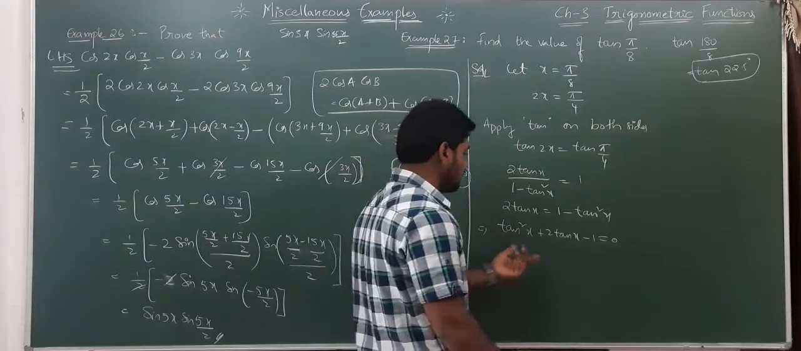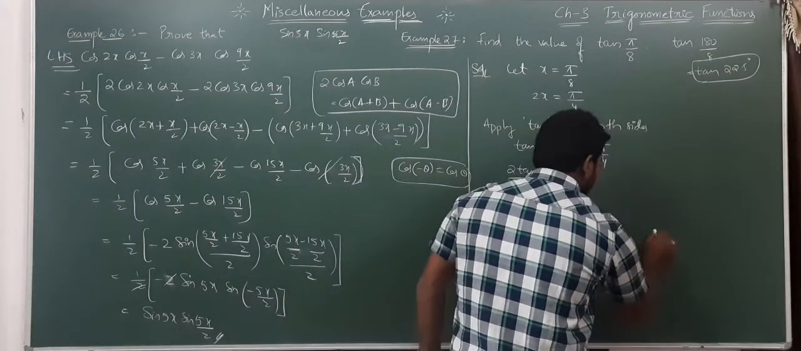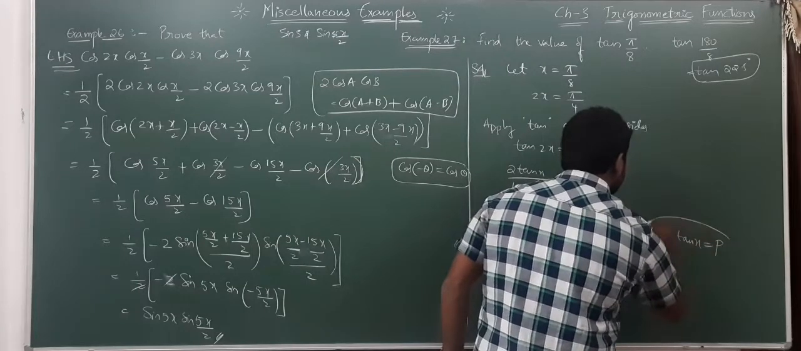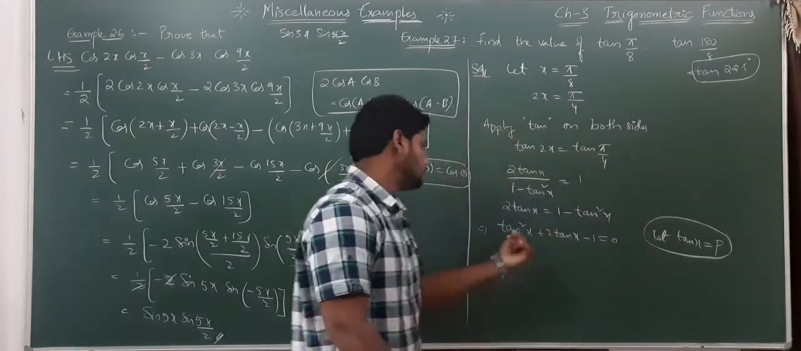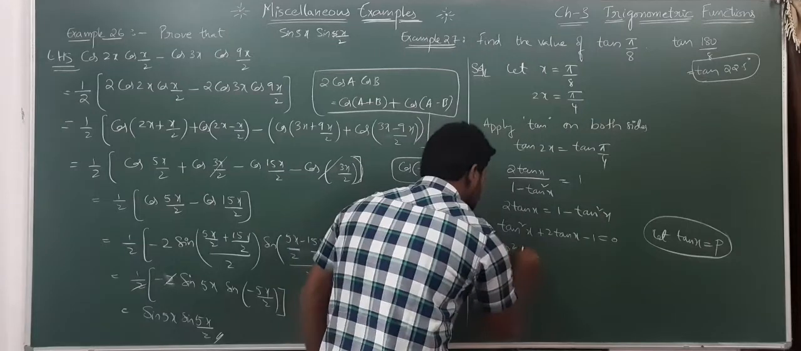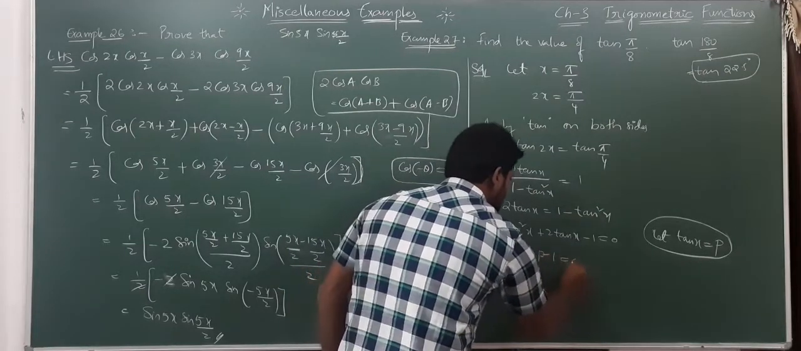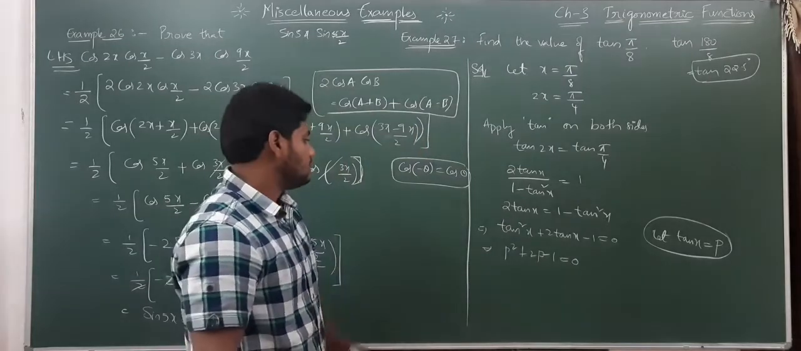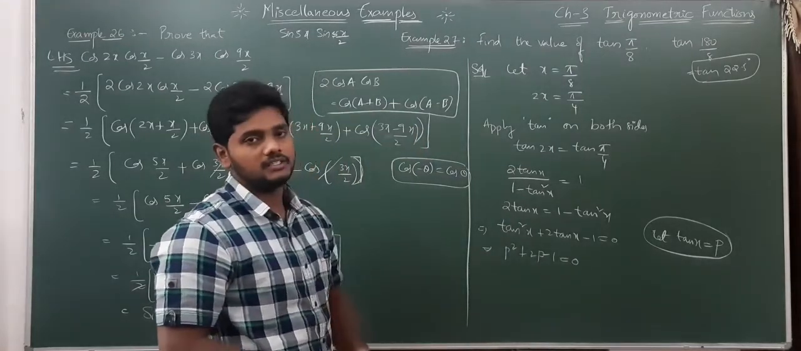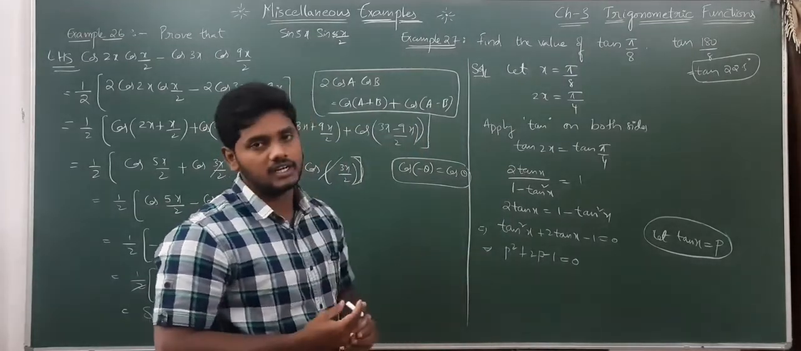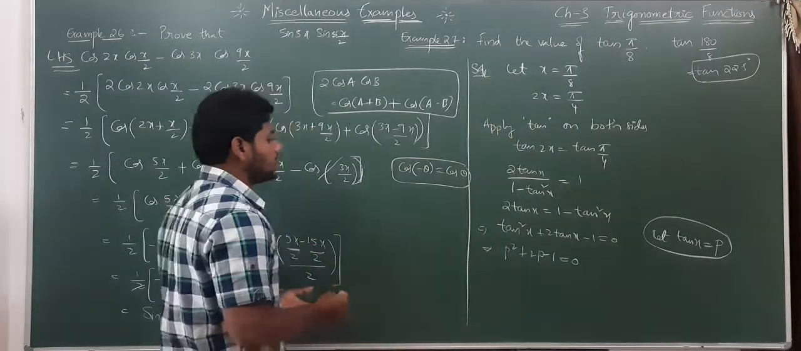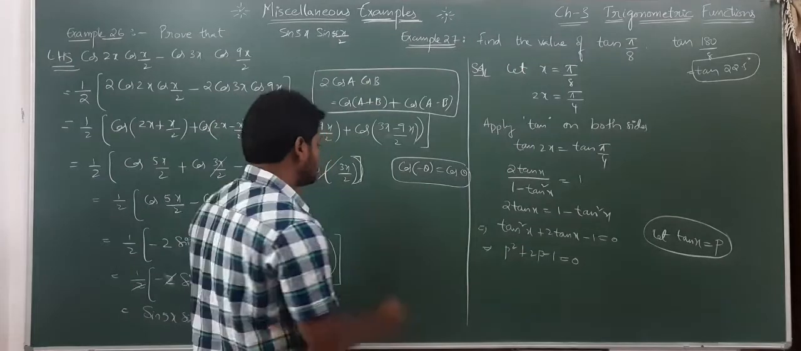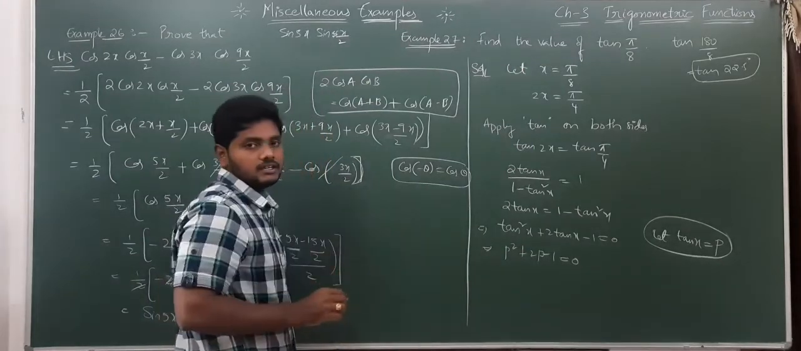So in order to find that, I will consider, let tan x equal to p, small p. Substitute here. It will be p square plus 2p minus 1 equal to 0. See, in 10th you may have learned how to find the roots of a quadratic equation. So we can find it by splitting. Otherwise, we have a formula to find the quadratic roots.